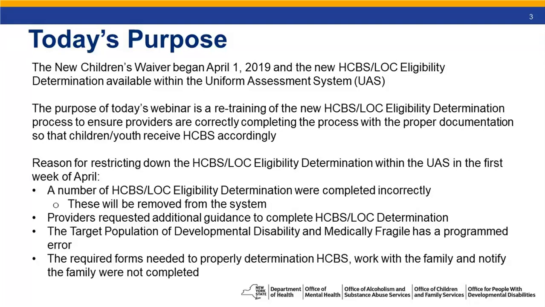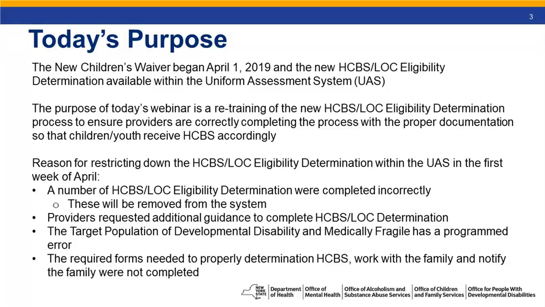Additionally, since the launch on April 1st, we did restrict and close down our HCBS eligibility determination within the UAS. So we want to make sure that you're all aware of why that was closed. As I mentioned, a number of determinations were done literally on April 1st and April 2nd, and they were done incomplete or incorrectly. Throughout the first week of April, we had over 30 assessments.